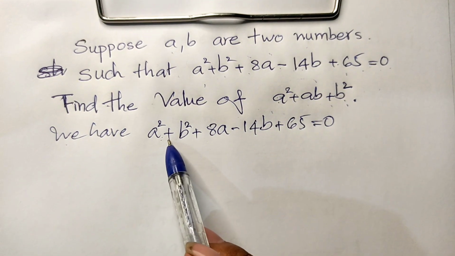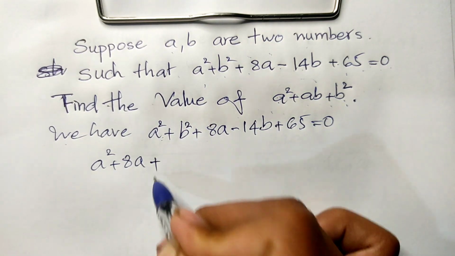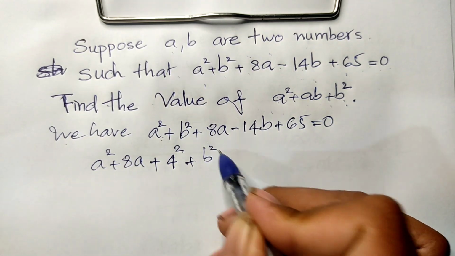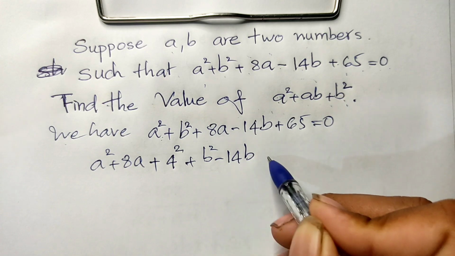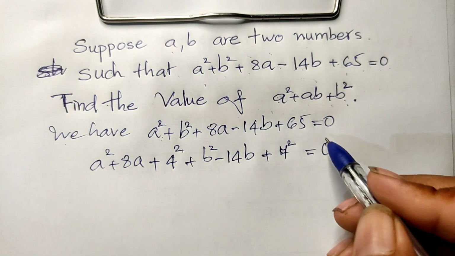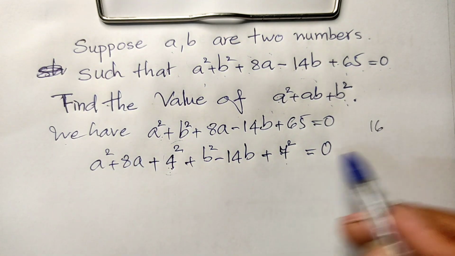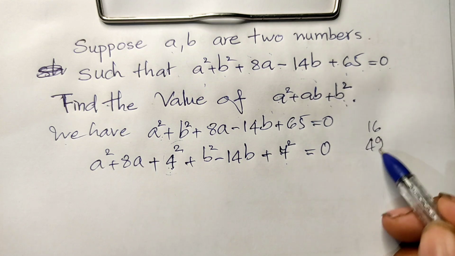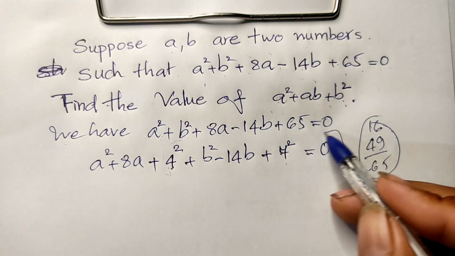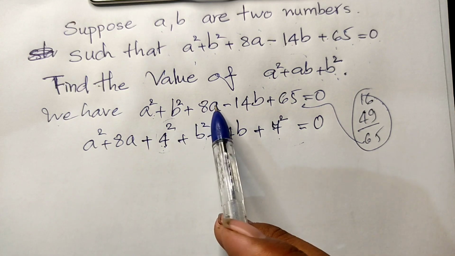And now I can write it as a squared plus 8a plus 4 squared, plus b squared minus 14b plus 7 squared, equals 0. You see this? This equals 16 and this equals 49, and plus 8 we get 65. So it is the same as the original.